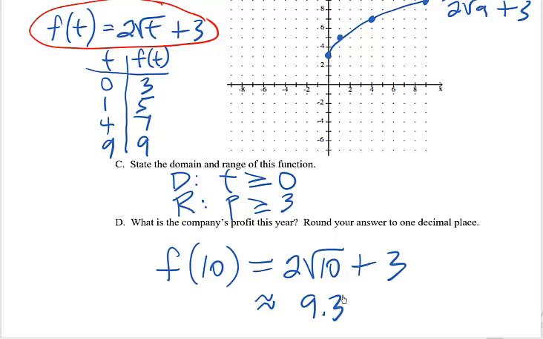It says to round to 1 decimal place. What are we saying here? We're not saying $9.30, right? Because P, the output value, is measured in millions of dollars. So we are saying in 2020, we're expecting the profit would be 9.3 million. And that would be the answer.